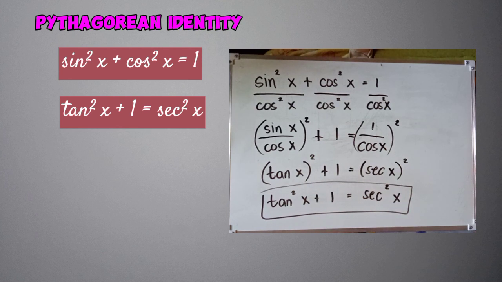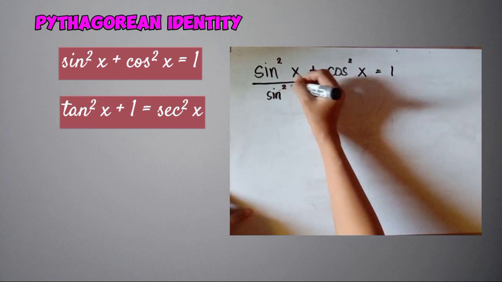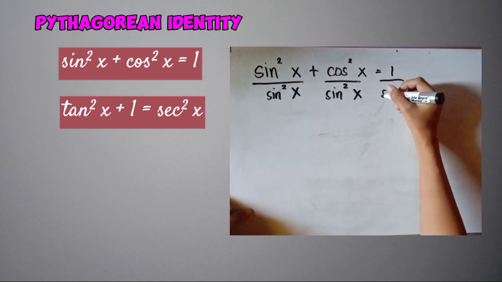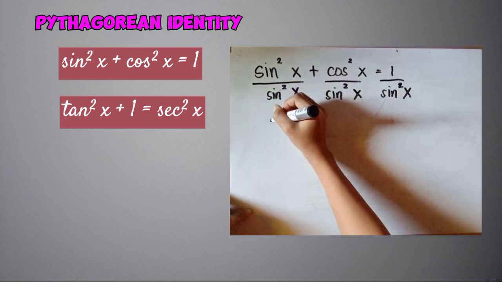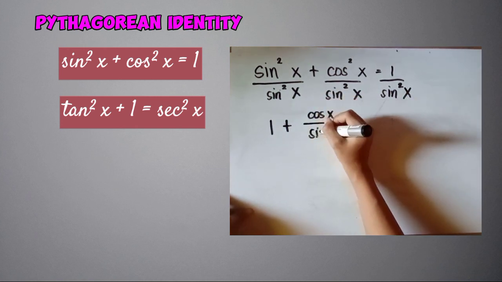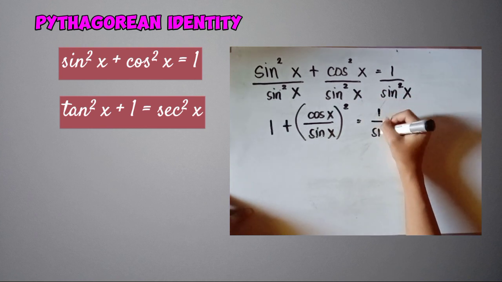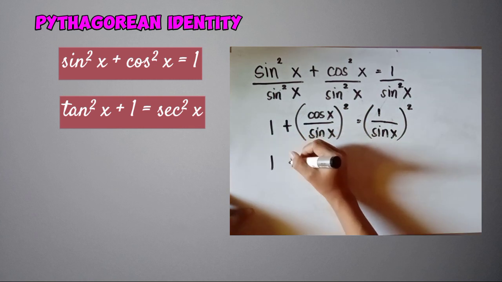Let's move on to another Pythagorean identity. Same process, but the difference is you will divide both sides by sine squared x. After dividing both sides by sine squared x, we get 1 plus the square of cosine x over sine x is equal to the square of 1 over sine x.